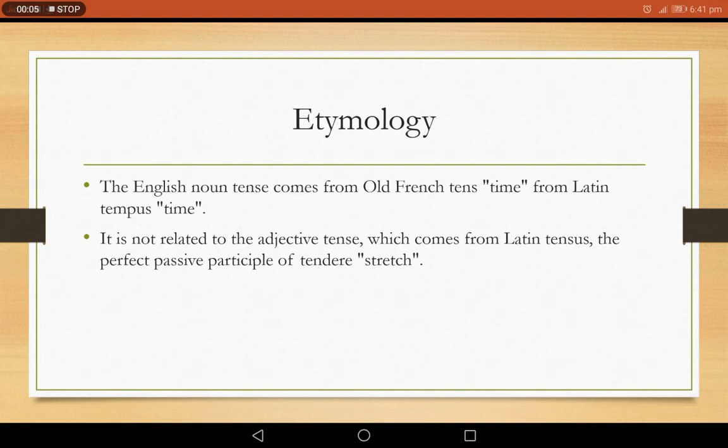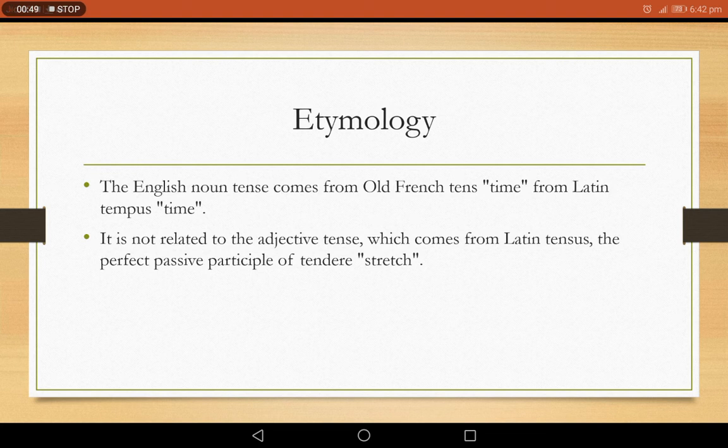In the last part, we discussed what tense is, and we saw that it refers to time. The English noun tense comes from the Old French tens, T-E-N-S, which means time, and also from the Latin tempus, which also means time. It is not related to the adjective tense, which comes from Latin tensus.